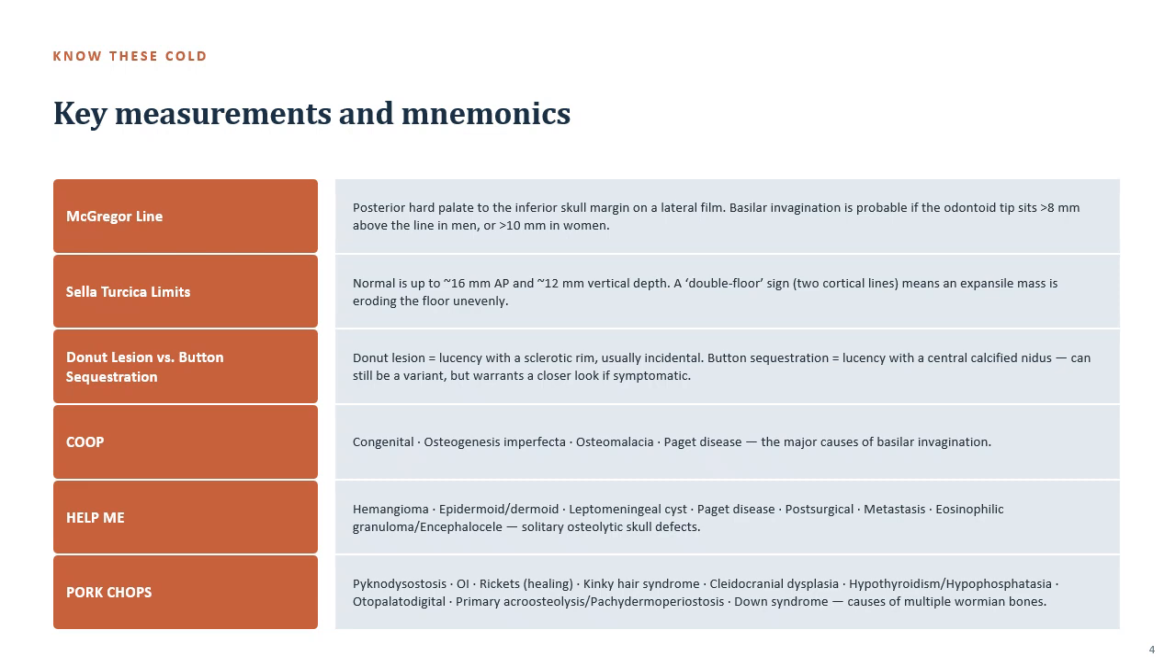With the HELP ME mnemonic, it helps organize some of the causes of what we call solitary osteolytic skull defects. When we talk about solitary defects, we're talking about one area of the skull where the bone has been destroyed or lost, and it's causing it to look a lot darker on the x-ray than it should be. So solitary means one, osteo means bone, lytic means a breakdown or destruction.